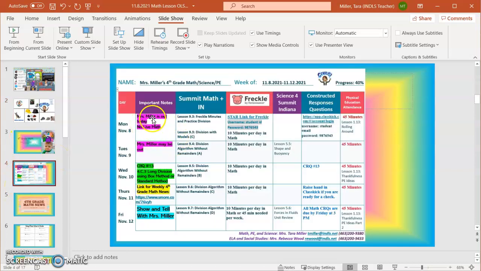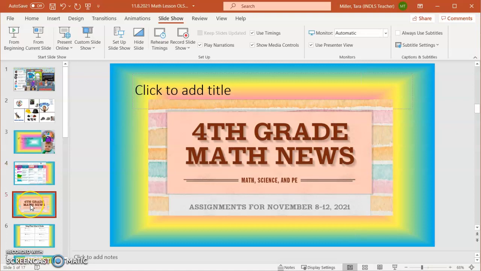Take a look at our schedule this week. Mrs. Miller is out today, so that means no live math. Tuesday is kind of up in the air about whether or not there will be live math, but you can find the information for your weekly assignments on your newsletter.